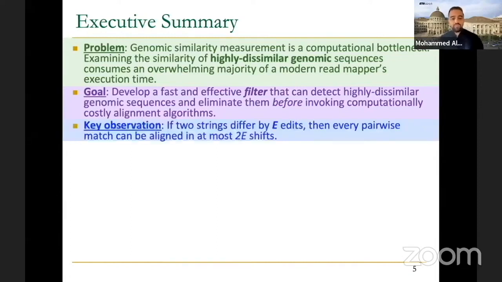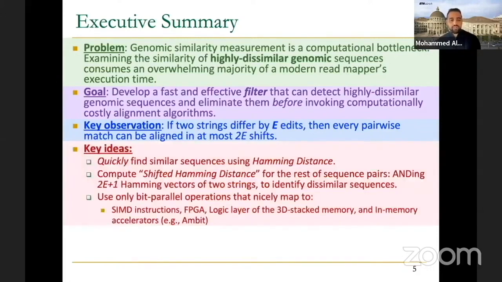The key observation: if two strings differ by E edits, so if there are E edits between these two sequences, then every pairwise match can be aligned with at most 2E shifts, 2E shift operations. That is at most, so you could use less than or equal to this number. We use this to build a very quick filter that first quickly finds similar sequences using Hamming distance. So we apply Hamming distance and see the number of differences. If they still exceed a threshold, we cannot say yet whether they are similar or dissimilar. So we need to continue with the second step.